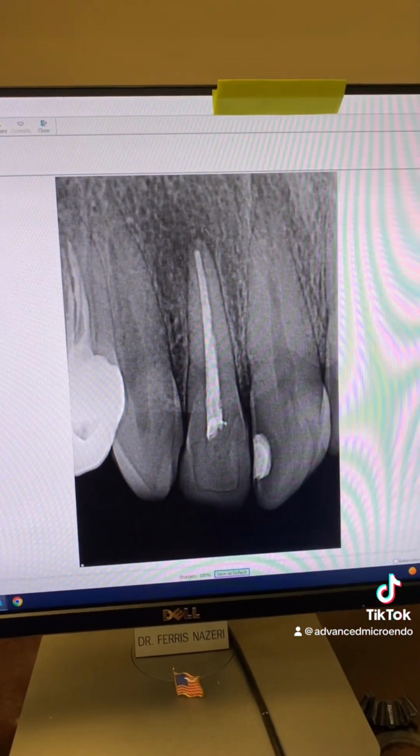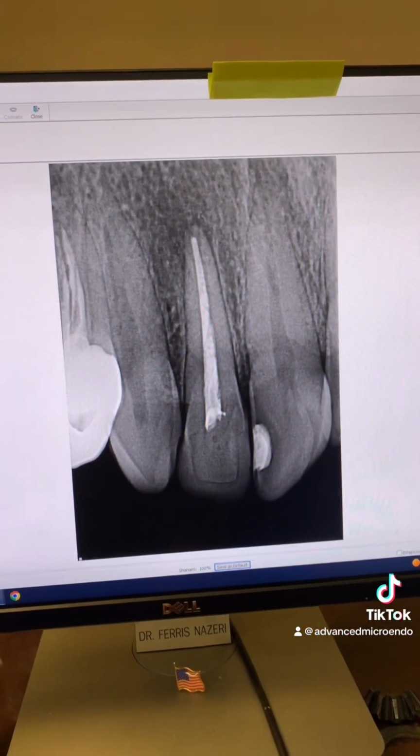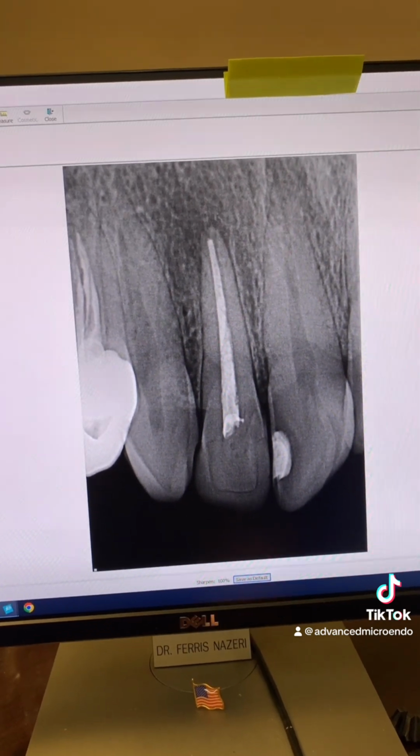This patient was referred to me for evaluation and possible endodontic retreatment of tooth number 7. According to the patient, the root canal was done a few months ago, so 6-7 months ago.